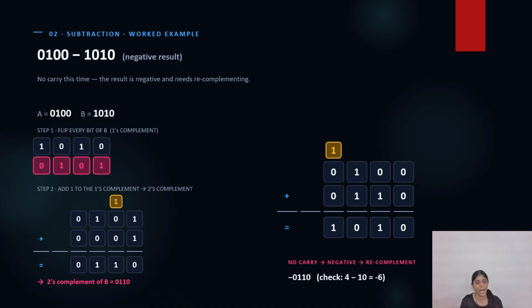So step 2, add 1 to the 1's complement. The resultant is the 2's complement. What is the 1's complement? 0101. What is the LSB? Addition of 1. So the remaining places append with zeros.